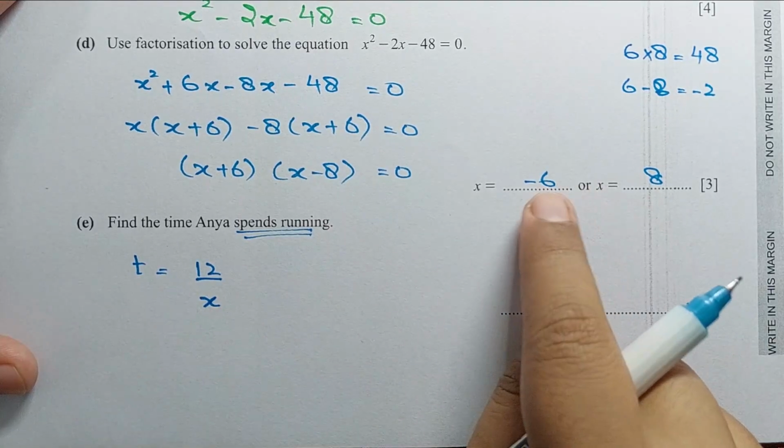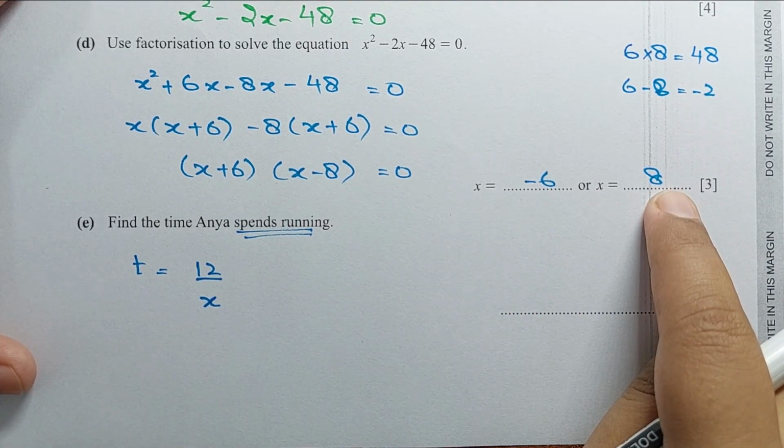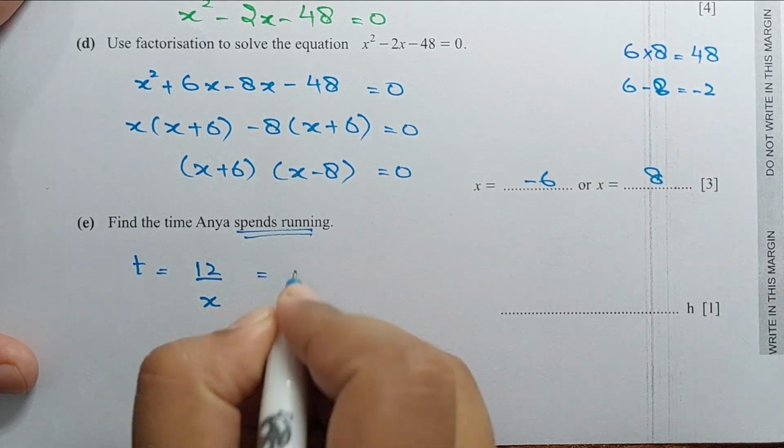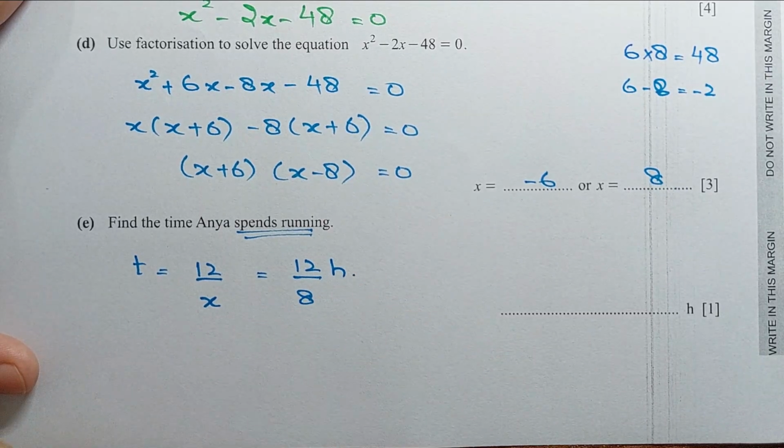So which value of x do you pick, minus 6 or 8? It is obvious that time can never be negative, so we cannot pick the negative one. We can pick the positive one. So this is 12 over 8 hours she spent.